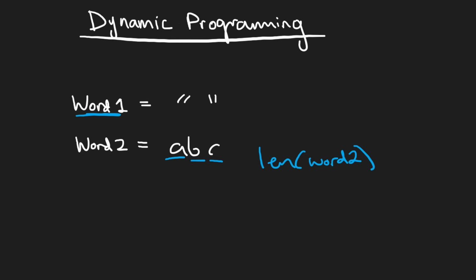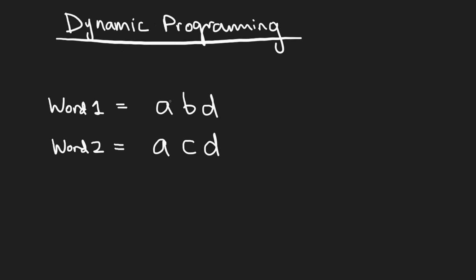That's going to be the minimum number of operations. This is important because this is our base case. So now let's try to brute force this. How are we going to handle it? Well, we're going to have 2 pointers, right?